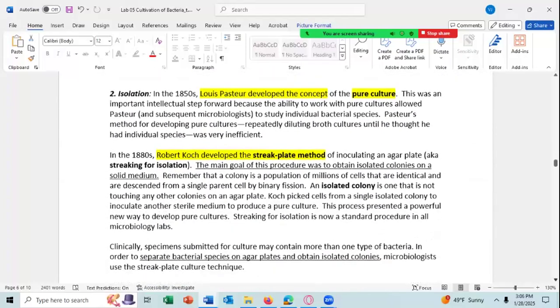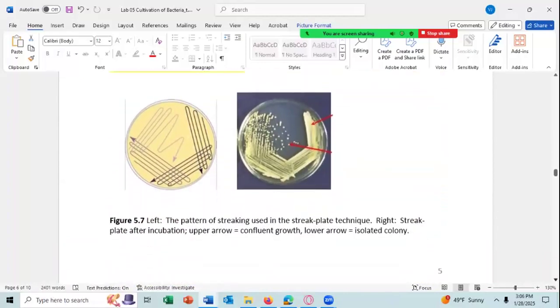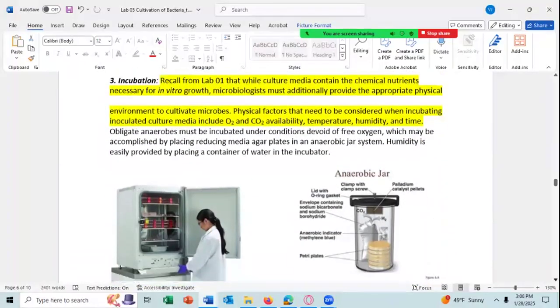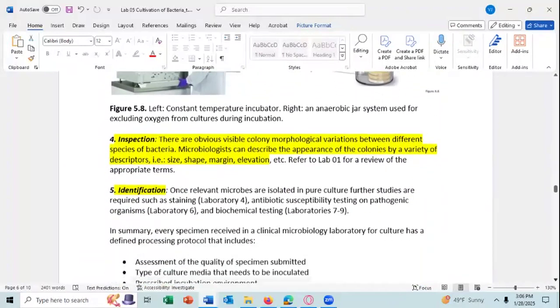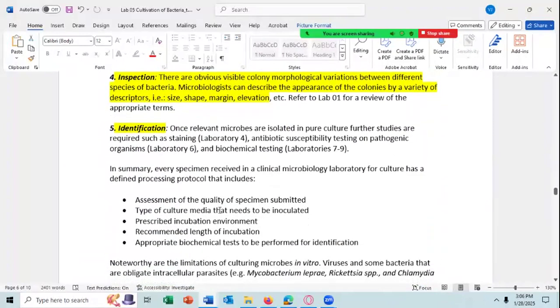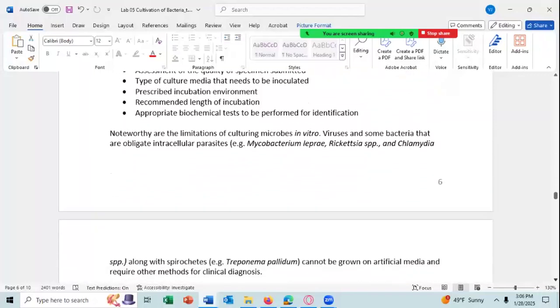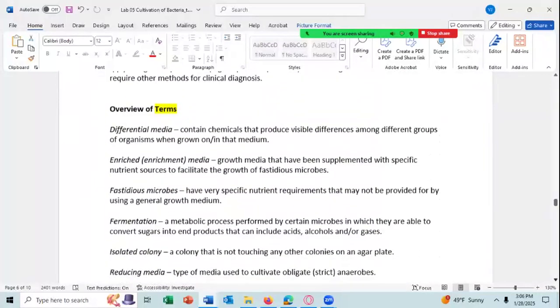You cannot identify the species just yet, though, because to identify the species, you have to run further tests. Identification. Once the relevant microbes have been isolated in a pure culture, further studies are required, such as staining, like gram staining, and then running further tests to determine the species that is growing. Any question about that? And that's called identification. All right, know the terms of this lab?